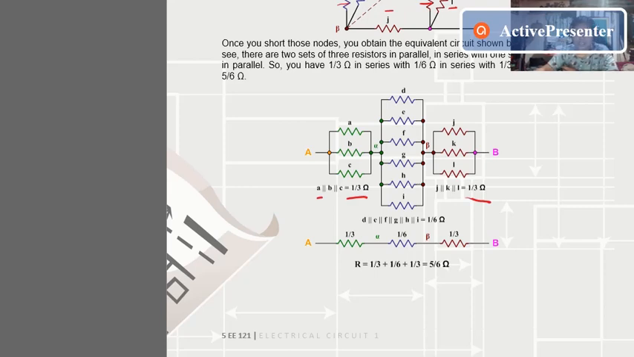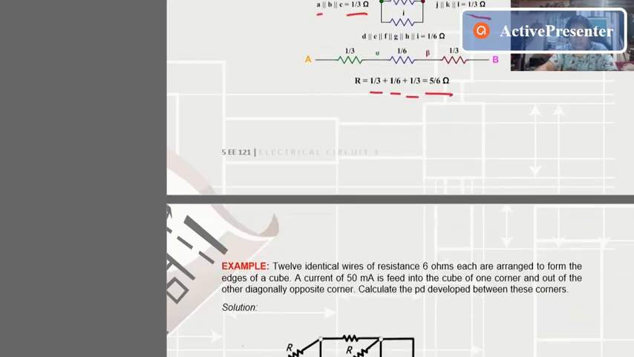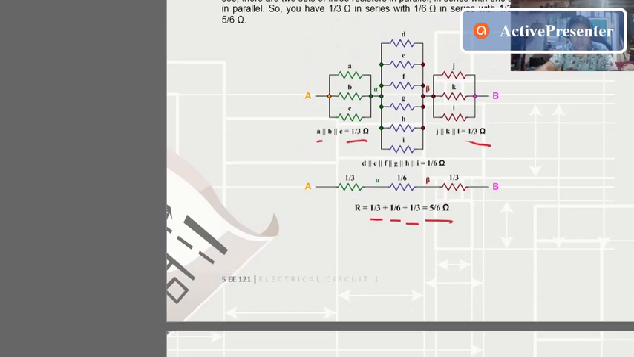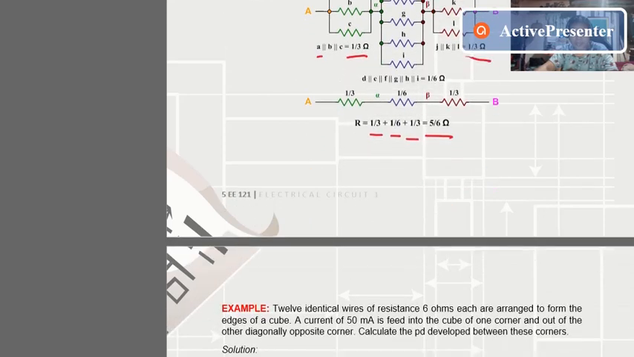So, the answer is all in circuit. So, add series circuit. So, in series, so total resistor. So, we need to add lang all the answer. So, we have 1/3 plus 1 over 6 plus 1/3. So, our answer is 5 over 6 ohm. So, mao na siya ang atoang answer sa cubical.